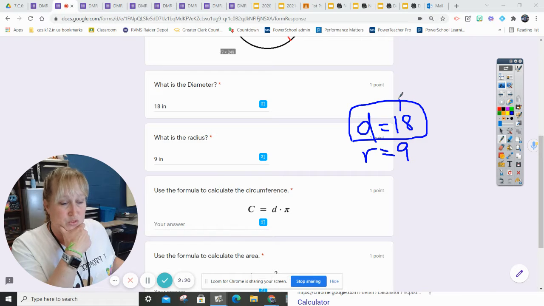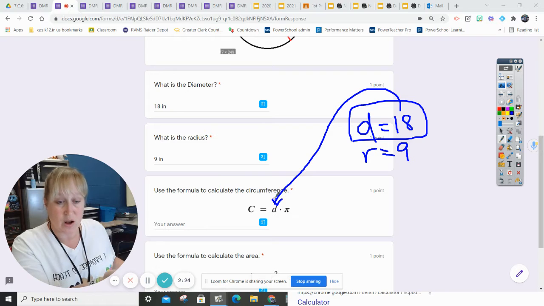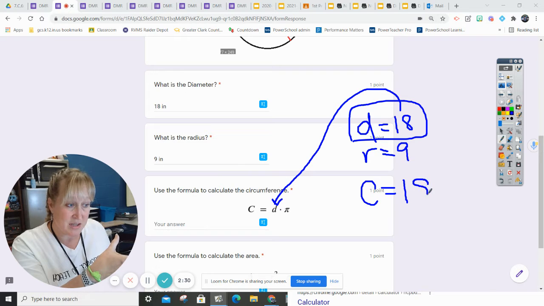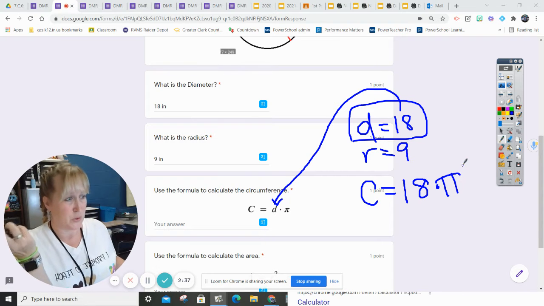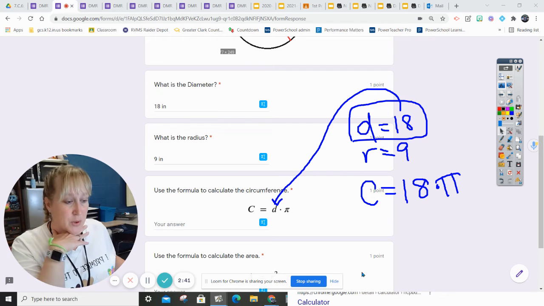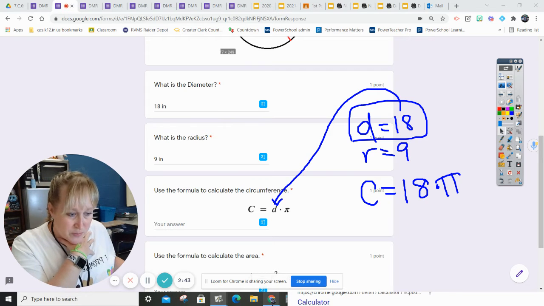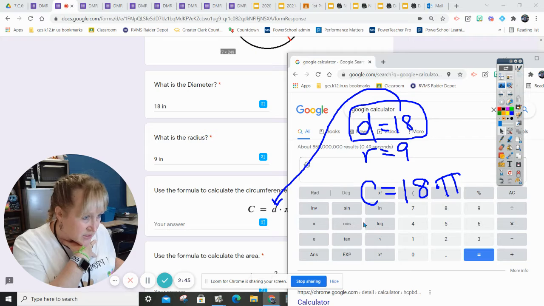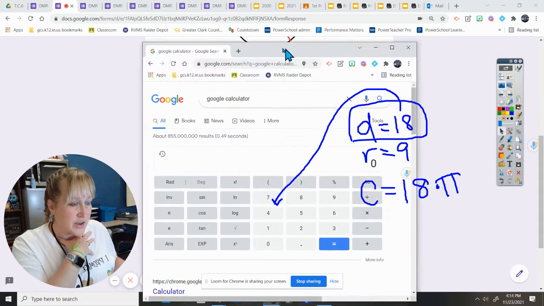I now have to substitute in that D for diameter to where I see it to solve for the circumference. So circumference equals 18, because it's the diameter of that circle, times pi. What's pi, Miss Bean? That's food. Now, pi is also a Greek symbol, and you should be able to find it on your calculator.